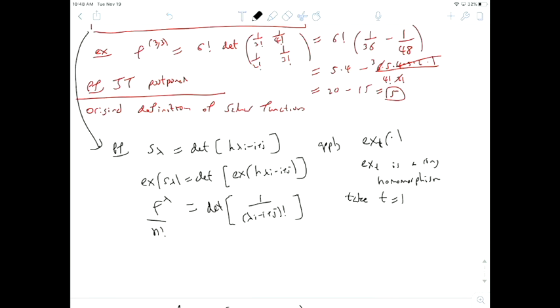I would encourage, for the projects about the hook length formula, that you tell that story in the presentation. It's really interesting.